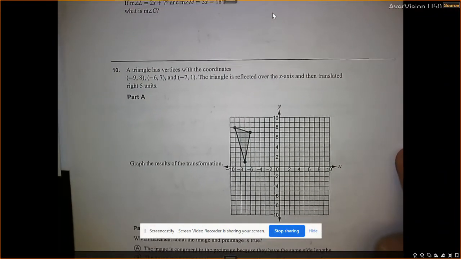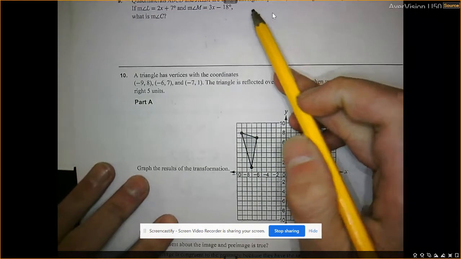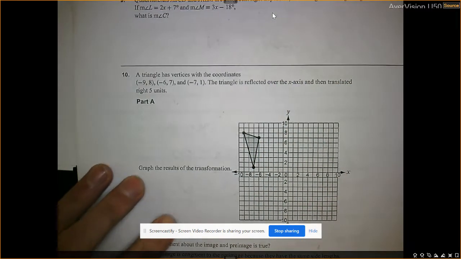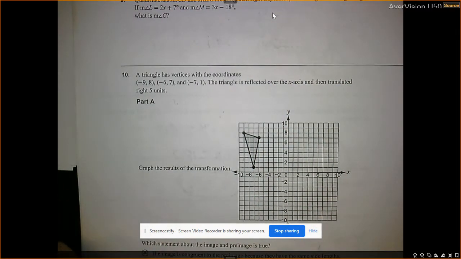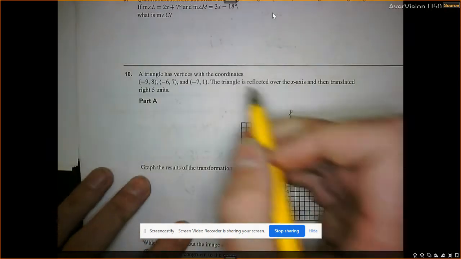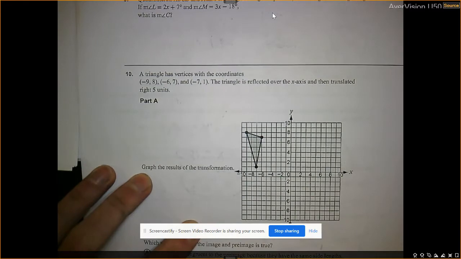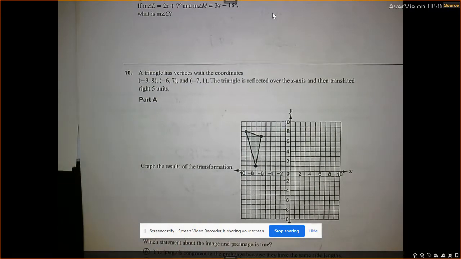Okay, we are on to the last page. Woohoo! Number 9. Let's get it done. We have quadrilaterals ABCD and JKLM, and they're congruent right trapezoids this time, where angle K is a right angle. If the measure of angle L equals 2x plus 7 and the measure of angle M equals 3x minus 18, what is the measure of angle C?